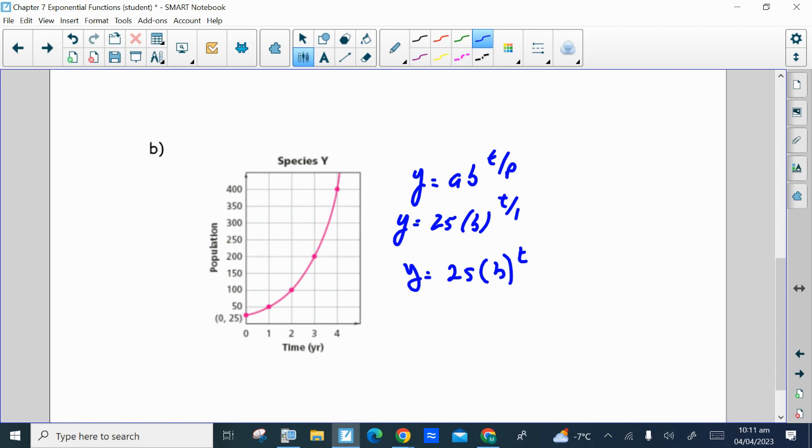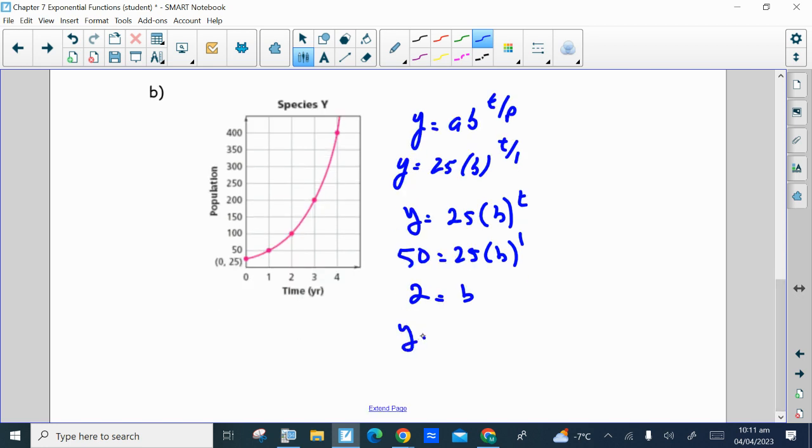And once again, if we use any point, it's easiest to use that first point, the point 1 comma 50. So that means that Y is 50 when T is 1. In this case, if you divide both sides by 25, our B value will be 2. And our equation would be Y equals 25 times 2 to the power T.